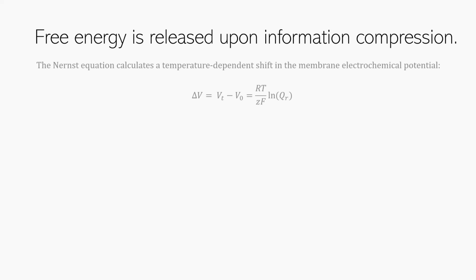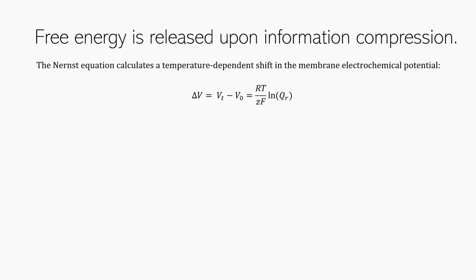Now we'll find that free energy is released upon information compression. And to find out how, we can revisit the fundamental equation in neuroscience, the Nernst equation, which calculates a temperature-dependent shift in the membrane electrochemical potential.